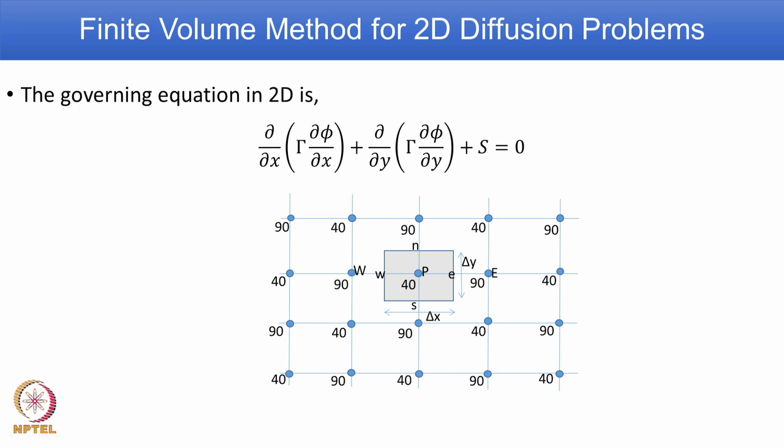As we did in 1D, we also have to define control phases. This phase we already learned is marked with a small letter w, and the east side is marked with a small letter e. In 2D, we have two more phases, one on the north, shown here with small letter n. Similarly, on the south you have one more phase, marked with small letter s.